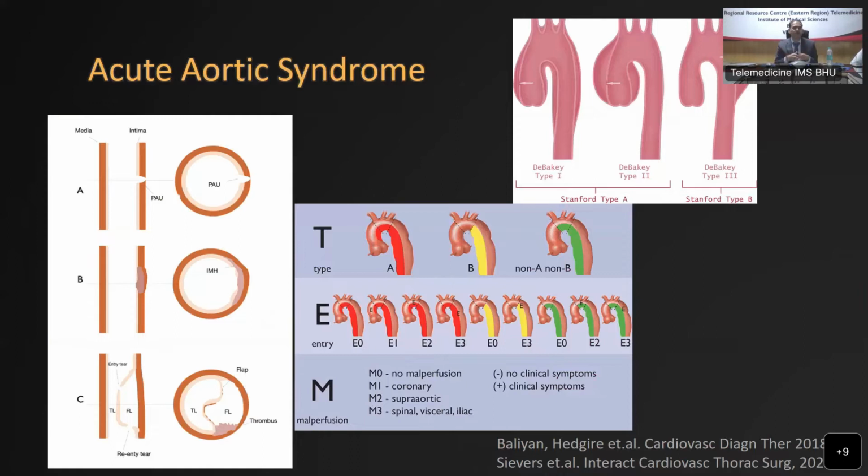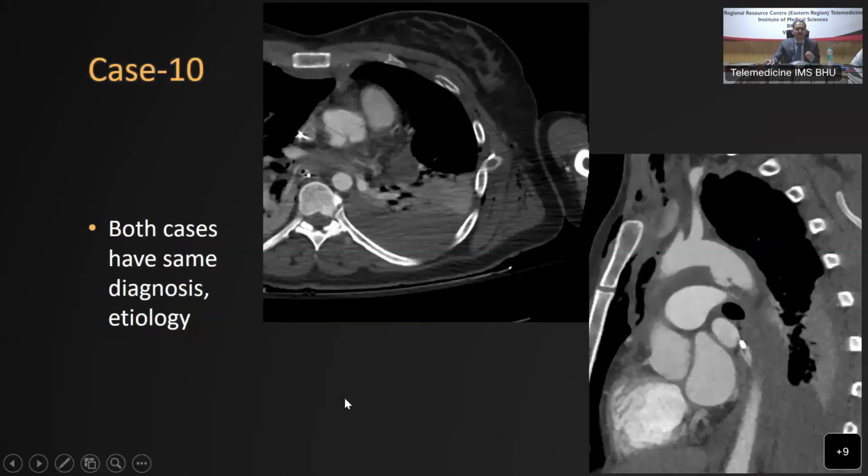And we have to remember that simple thing to remember is TEM. T for type of the dissection. Is it type A or type B, or is it non-A, non-B, where you cannot determine the type. E for entry tear. Is it located at level E0, E1, E2, E3, and so on and so forth. And M for malperfusion. And these are important findings because they dictate how the surgeon is going to operate on that particular case.